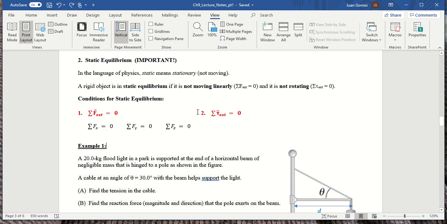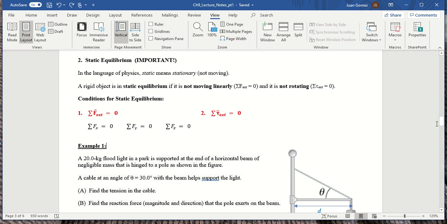And also condition 2: the sum of the external torques acting on the object must equal 0. Remember, when we talk about a torque, it's relative to a pivot. Remember, it's rF sin theta. What is r? The lever arm is the distance from F to the pivot, to the rotation axis. Remember, pivot and rotation axis mean the exact same thing.